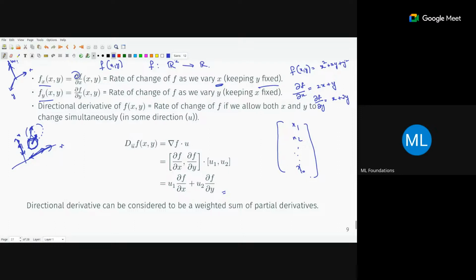Okay. So the directional derivative is defined like this: del f dot u. Del f is basically the vector of partial derivatives. This is called the gradient, and the gradient is nothing but a vector of partial derivatives. You just put all the partial derivatives in a column vector, and that becomes your gradient. So it should be del f transpose times u.